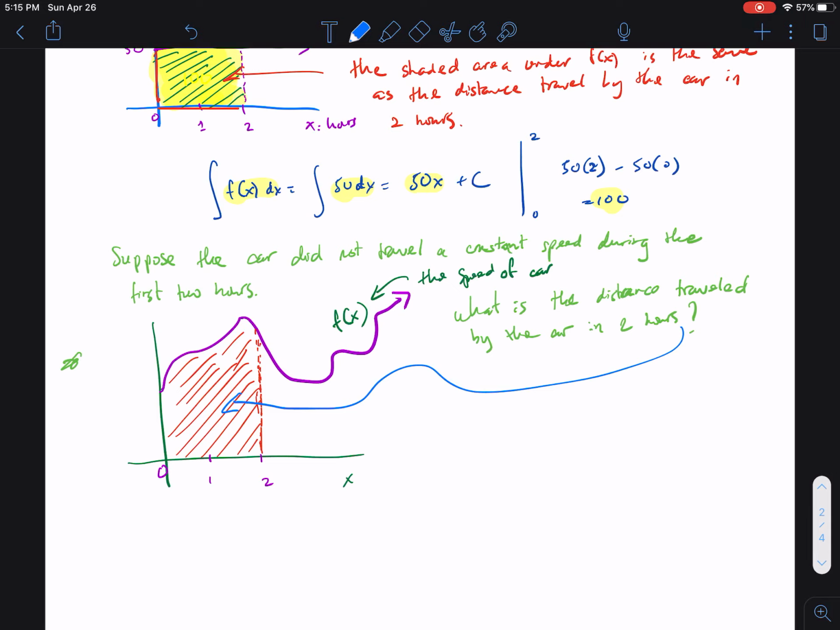The shape of the shaded region underneath the curve is not any shape that we know how to find the area of. It's not a rectangle, it's not a triangle, it is not a trapezoid, maybe a little closer to a trapezoid, but we don't have a formula that calculates this area exactly. But what we can do is estimate this.